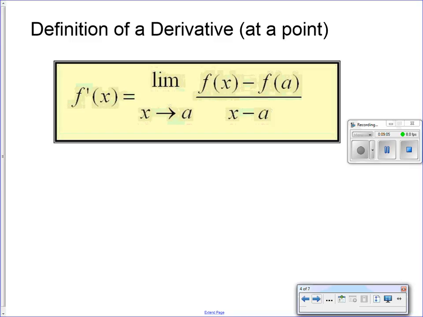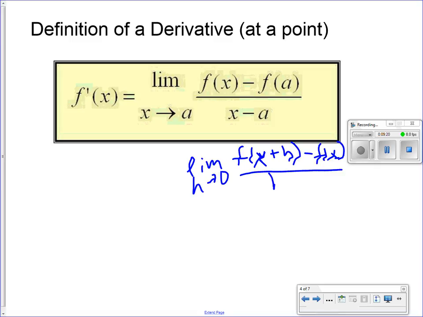Okay, here's your other definition of derivative. This one is when you just want the derivative at a point. In the last chapter, we used this one for the derivative at a point. It's the same one you saw on the first slide, so you don't need to rewrite it. But I gave you x. This time I'm giving you the x value, I'm calling it a.